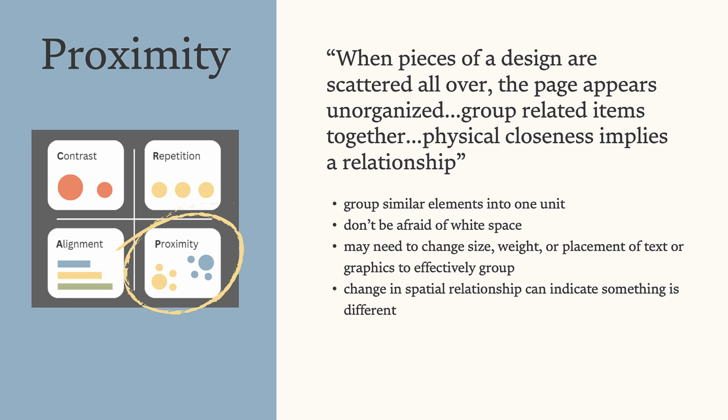The last principle we'll look at is proximity. Proximity also refers to where items are placed on a design, but more specifically suggests that related items should be grouped together. Williams says that when pieces of a design are scattered all over, the page appears unorganized, but that you should group related items together as physical closeness implies a relationship. You might be thinking, but what if I group related things together and then I have all this white space? Embrace the white space. You don't need to fill every inch of your visual.